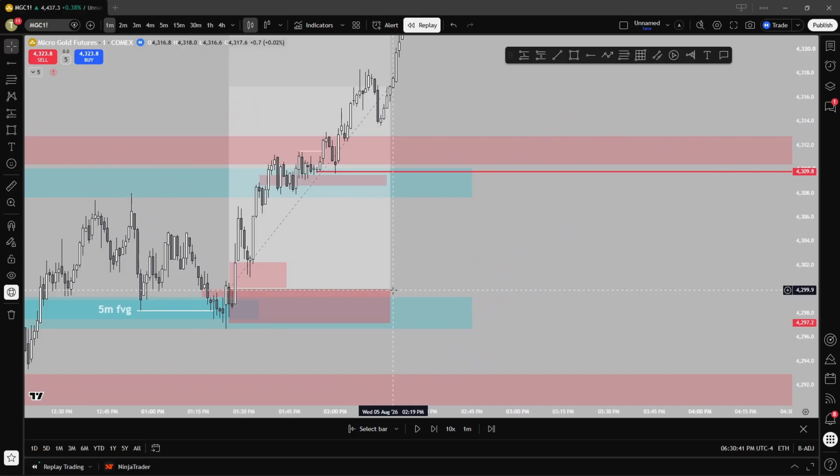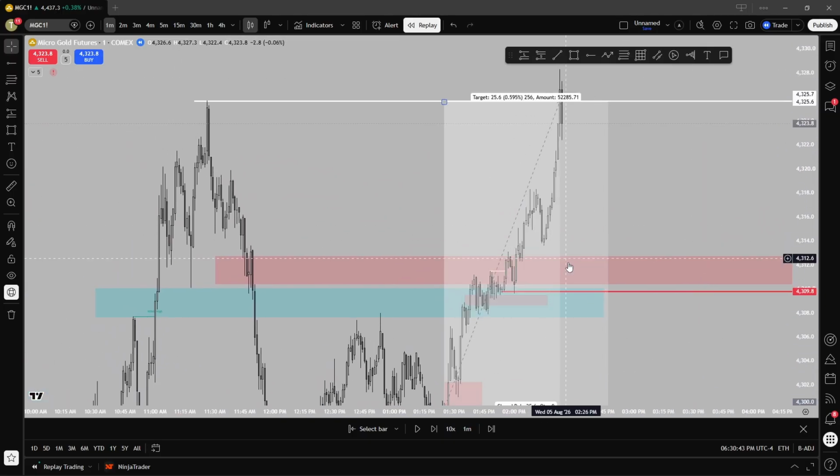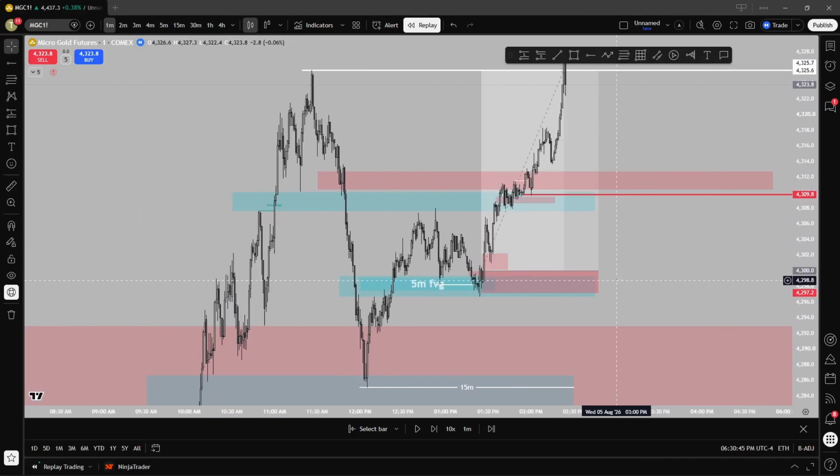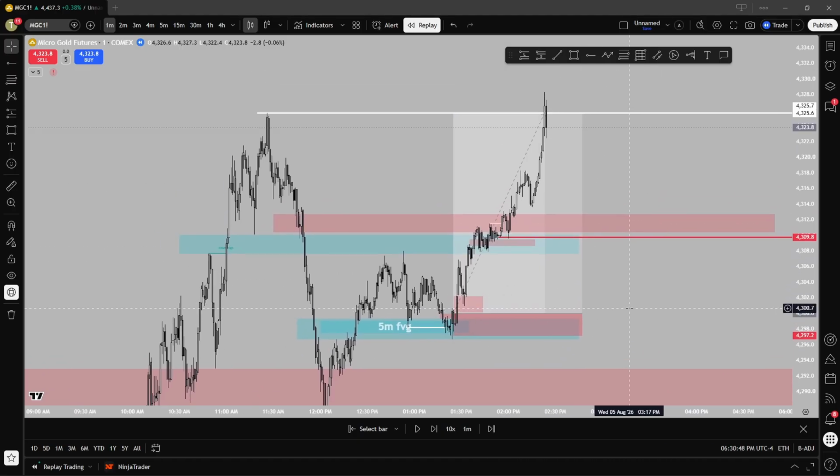Beautiful. What did price do? Didn't even have to pull back all the way. Strong bullish momentum. Caught the right area. A nice push to the upside. Full TP.